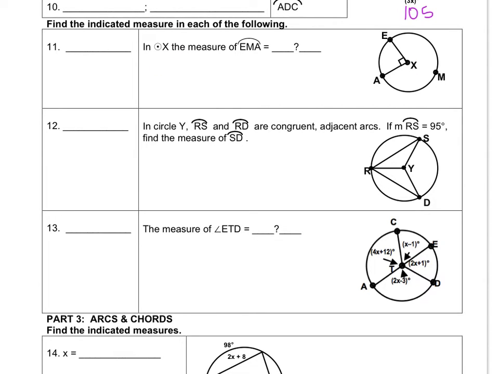So if I know that angle right here is 90, it's a central angle. It's coming from the circle or the center. So I know the arc length is the same. So I know this is 90.